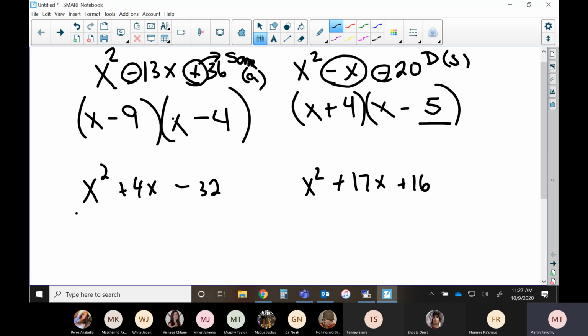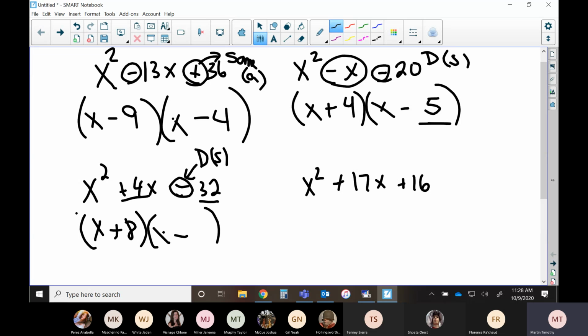This says different and subtract. One plus, one minus. I need two numbers that multiply to 32, but subtract to 4. And the bigger goes with the positive, so the 8 goes here. How are we doing? Final one.